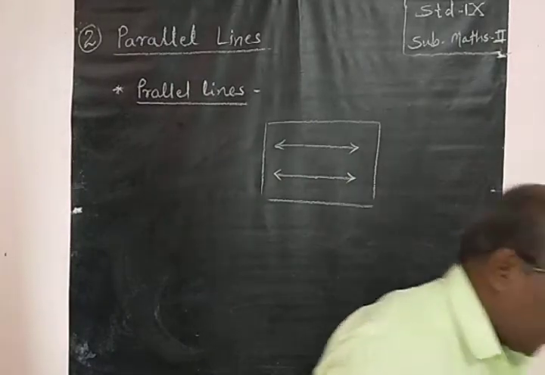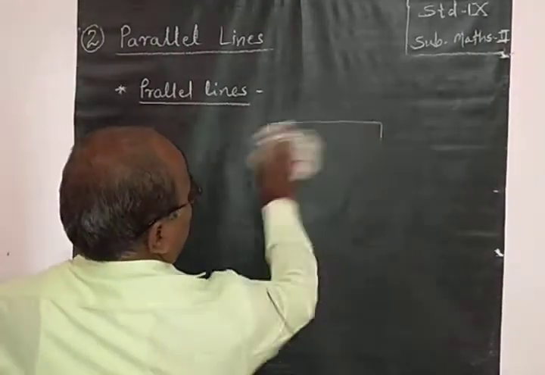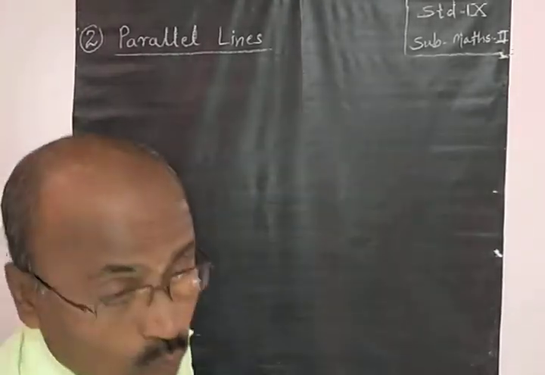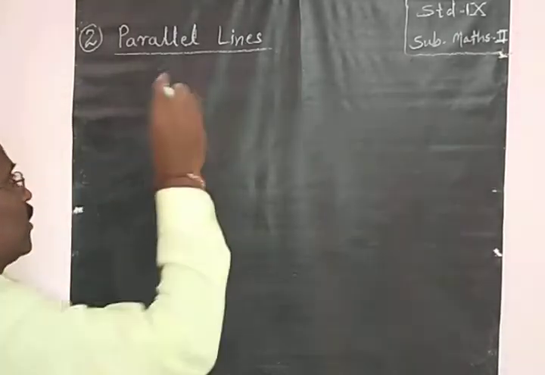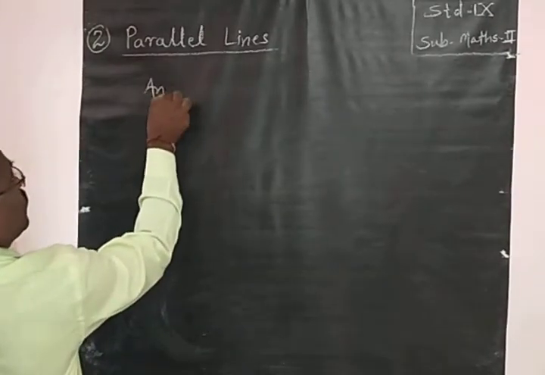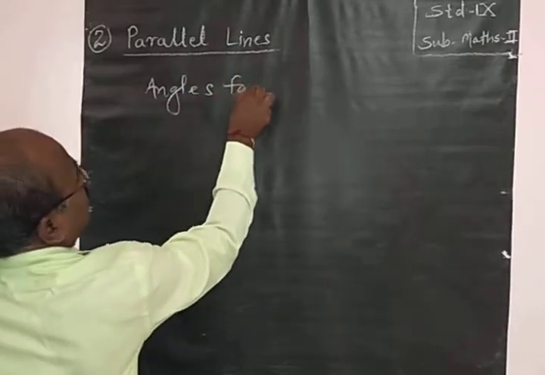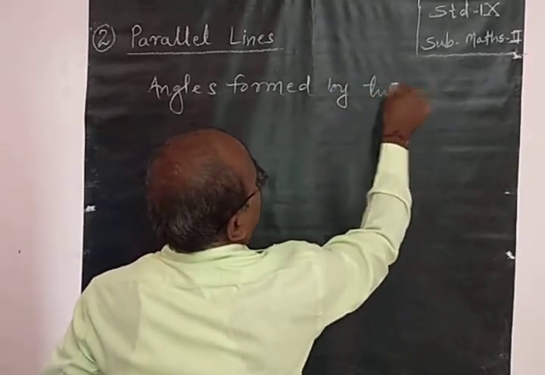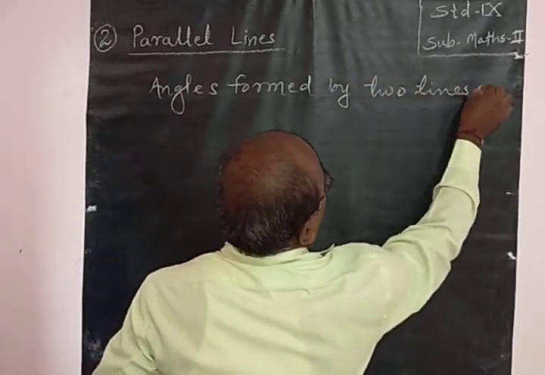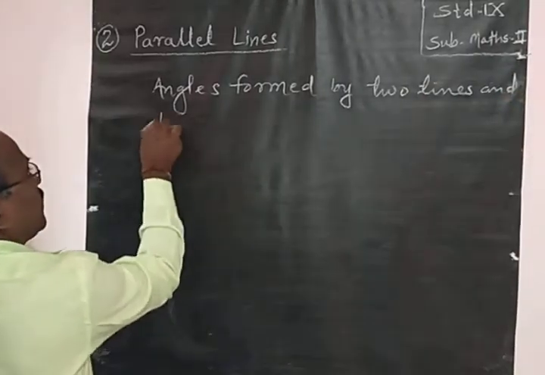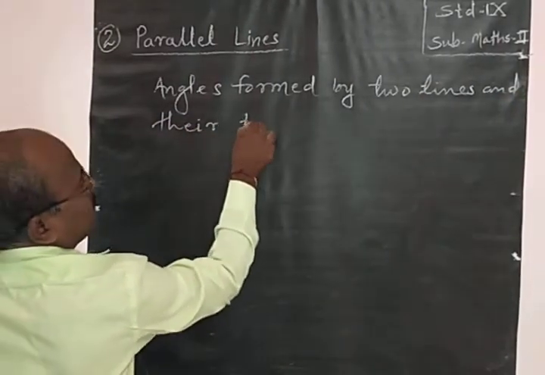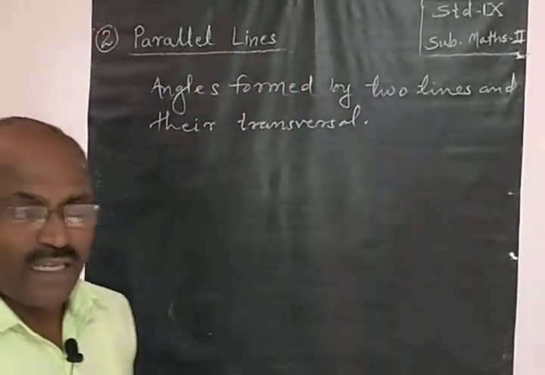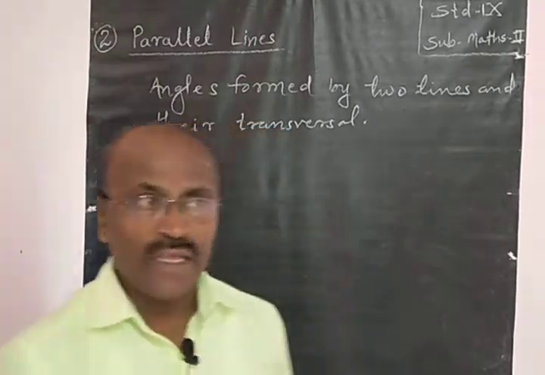Okay, now let us see the angles formed by two lines and their transversal. म्हणजे दोन रेषा आणि त्यांच्या छेदिकेने तयार होणारे कोन.